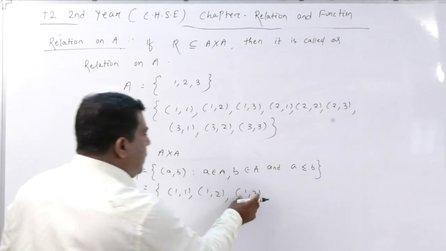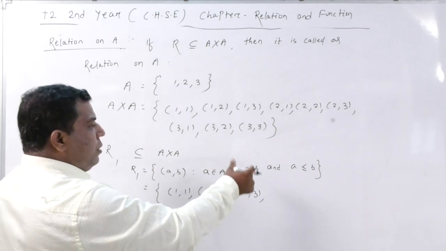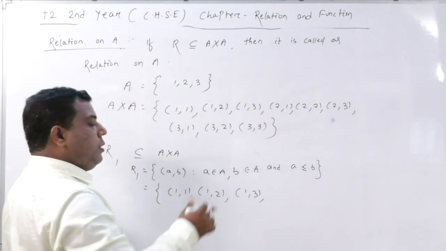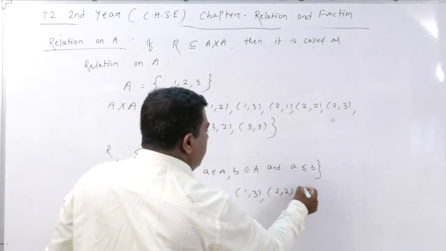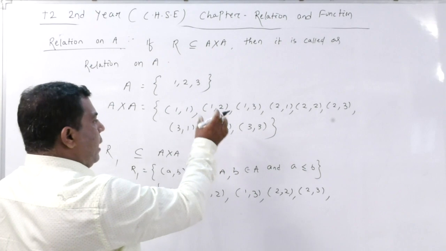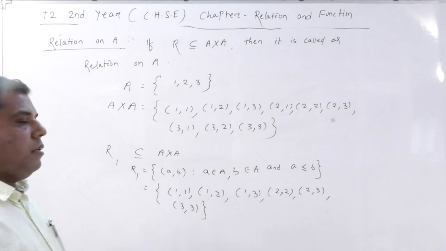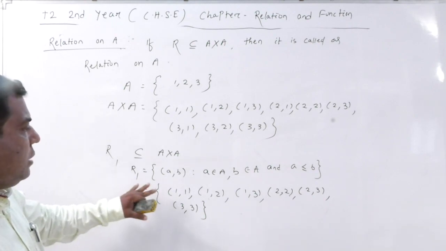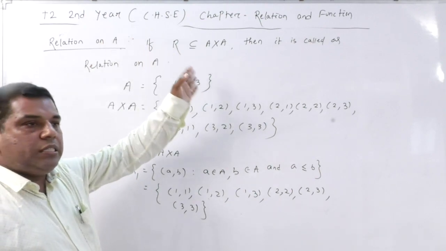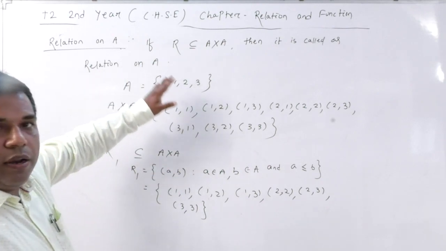Because these pairs satisfy the condition, we are forming the relation. Suppose (2, 1), will it be there? No. Yes, it is (2, 2), (2, 3). (3, 1), will it be there? No. (3, 2)? No. (3, 3), yes. The relation that we are talking about is a relation on A, meaning it is from A cross A.